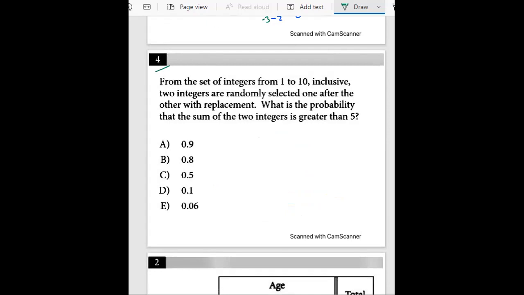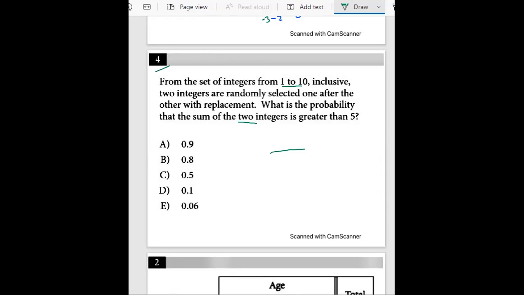Yes. So again, we need to find the probability. We will have the total options in the denominator and this part in the numerator, that the sum is greater than 5. So what are the total options? What do you guys think? Again, we have sum of two integers, right? And what is the question? From the set of integers 1 to 10, how many numbers do we have from 1 to 10? 1, 2, 3, 4, 5, 6, 7, 8, 9, 10.